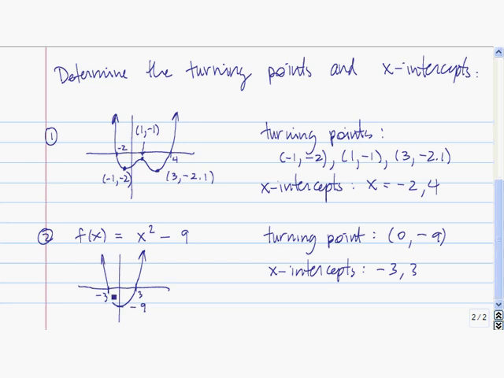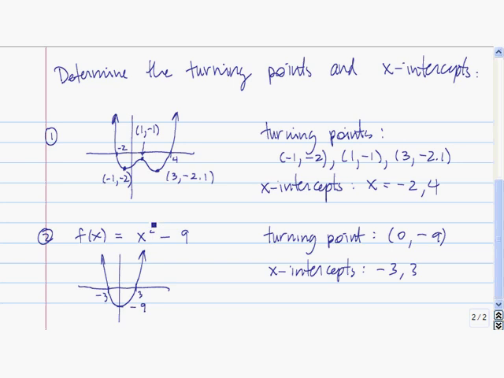So you should have graphed this parabola, y equals x squared minus 9, which is just the graph of y equals x squared shifted down by 9 units. So you get that the turning point is the vertex, which is the point (0, -9), and the x-intercepts are -3 and 3.